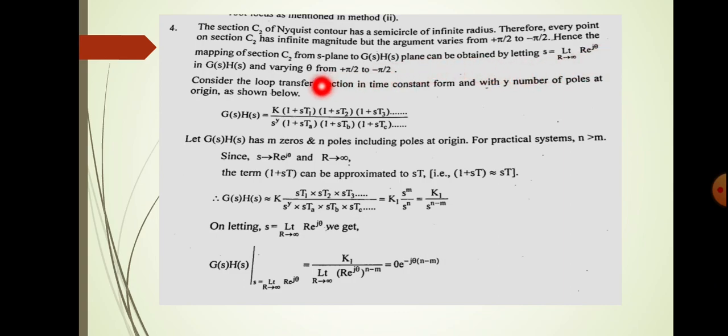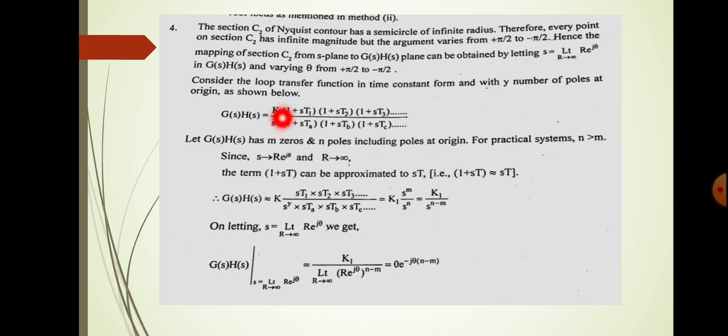Also we can say that theta varies from plus pi by 2 to minus pi by 2. Suppose we are considering an equation like this, and we are given G(s)H(s) equal to this equation. In this case the upper part represents the zeros and the lower side roots represent the poles. Suppose we are assuming that there are m zeros and n poles including the poles at the origin.